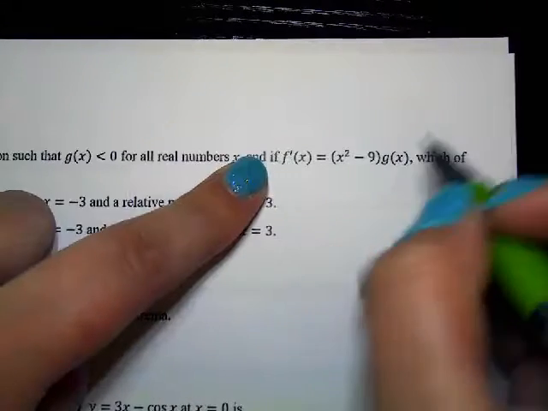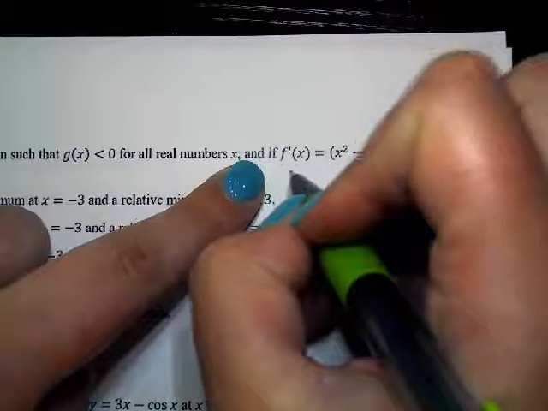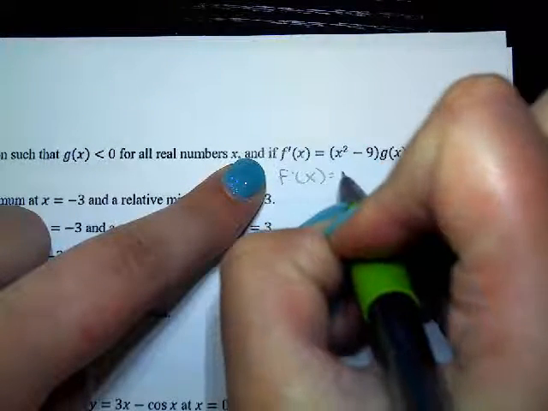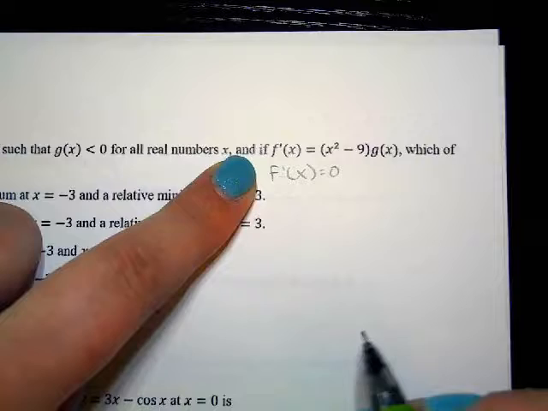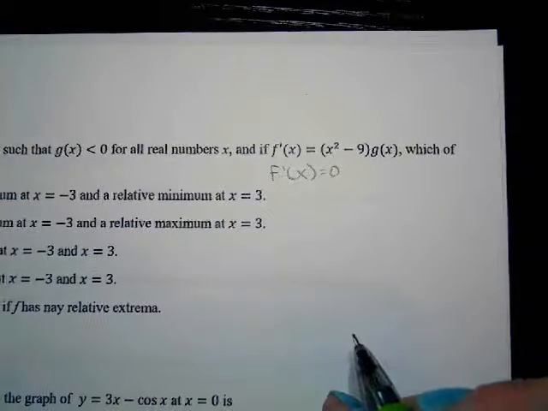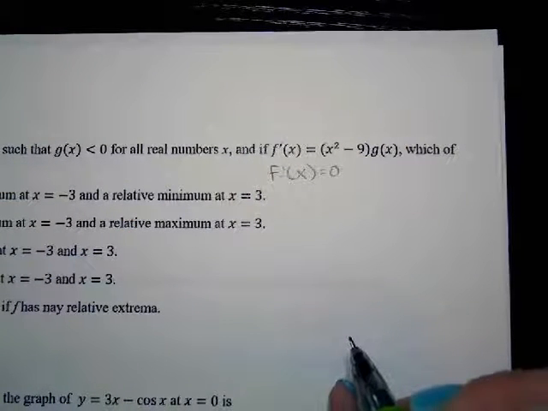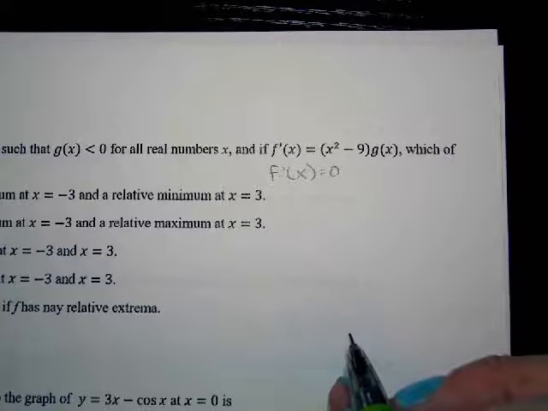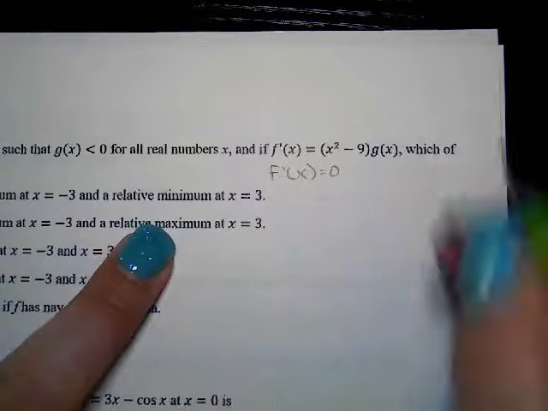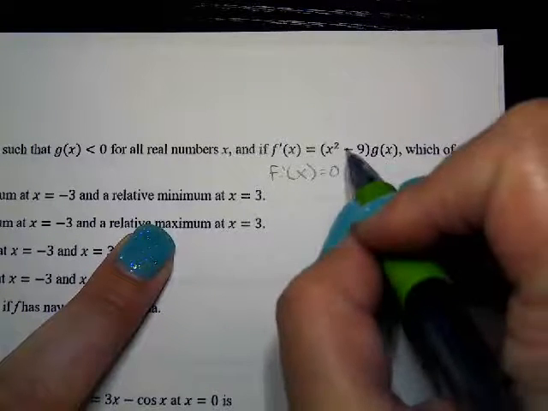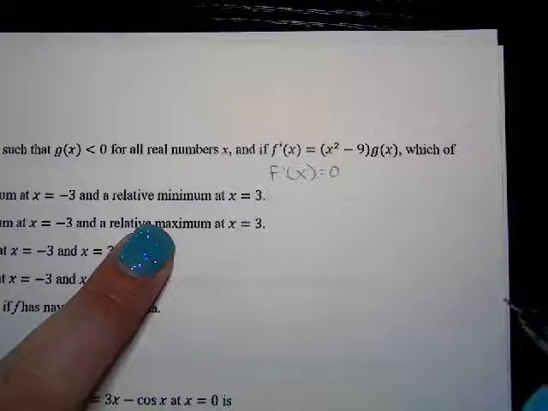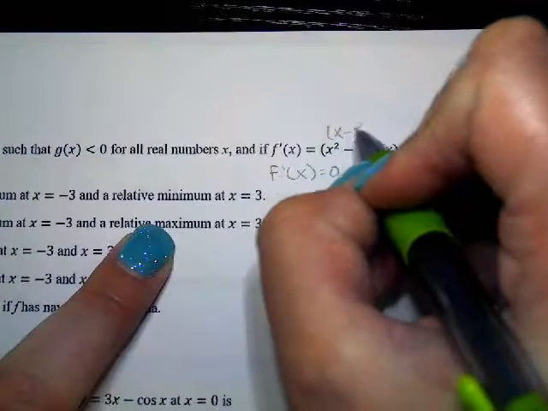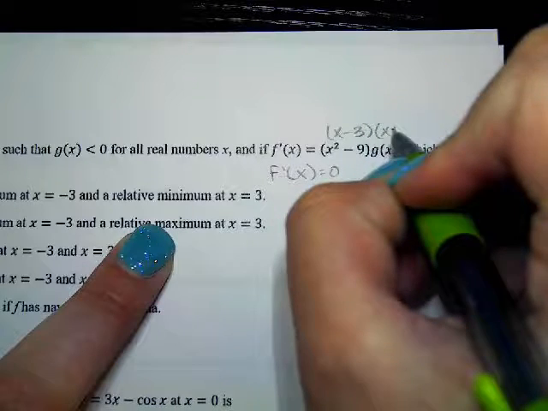All right. So we're going to see where f prime of x equals 0, right? And we're going to do that by setting each of the factors equal to 0. Does that sound good? So I can factor the x squared minus 9. How do I do that? X minus 3, x plus 3. And then I got the g of x.